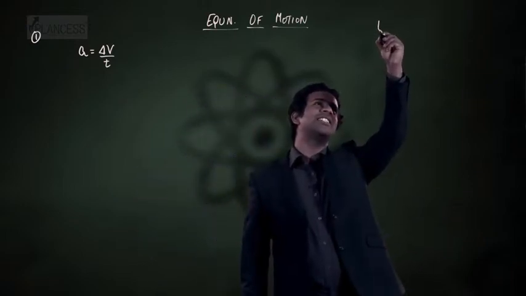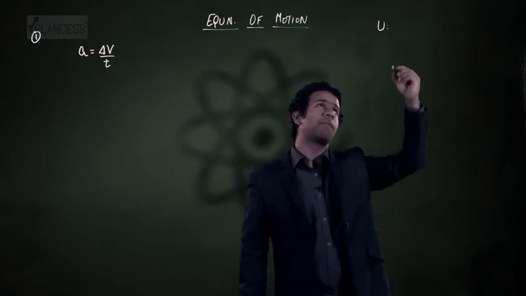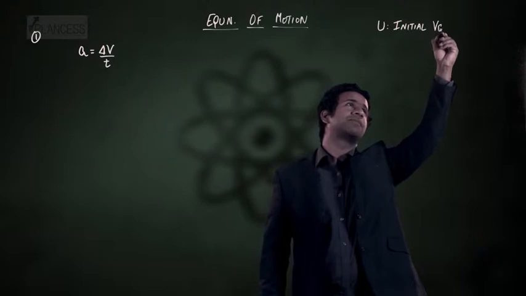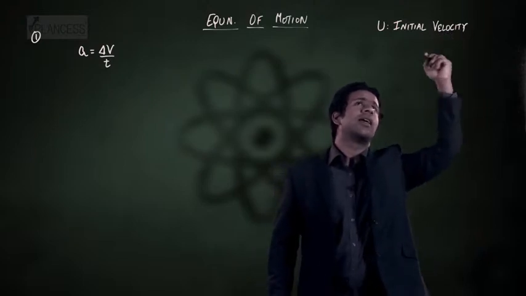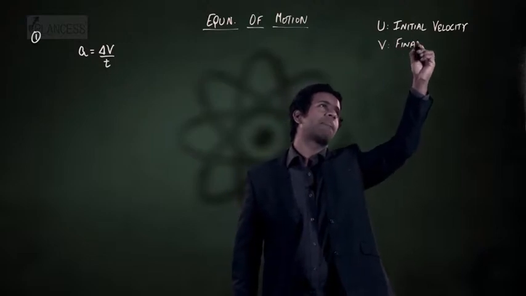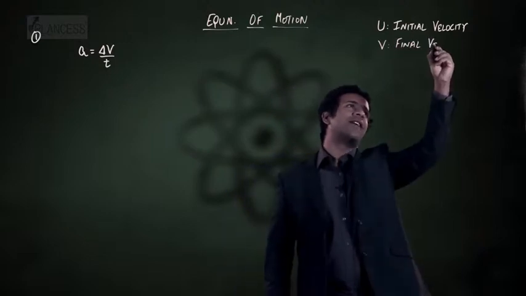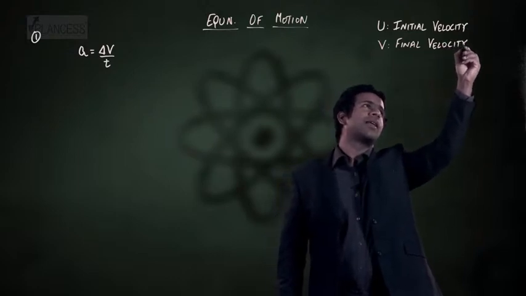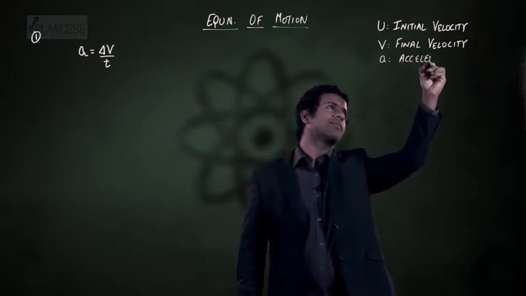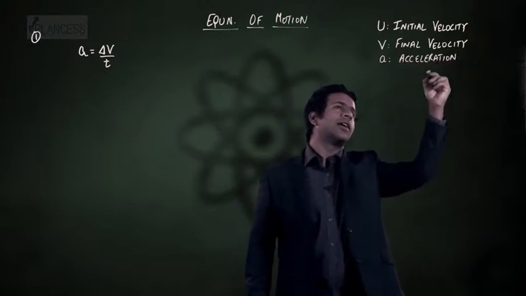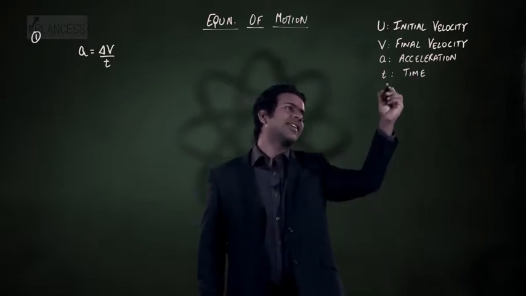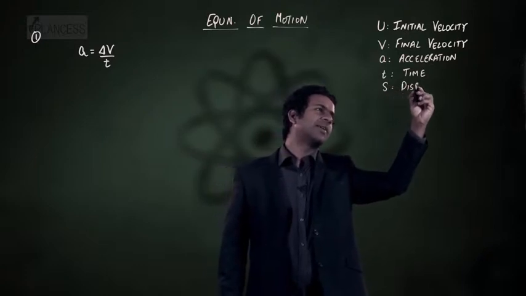To represent initial velocity, we will use u. So u represents initial velocity, and we will use v to represent final velocity. So v stands for final velocity. a is used for acceleration, t to denote time, and s represents displacement.